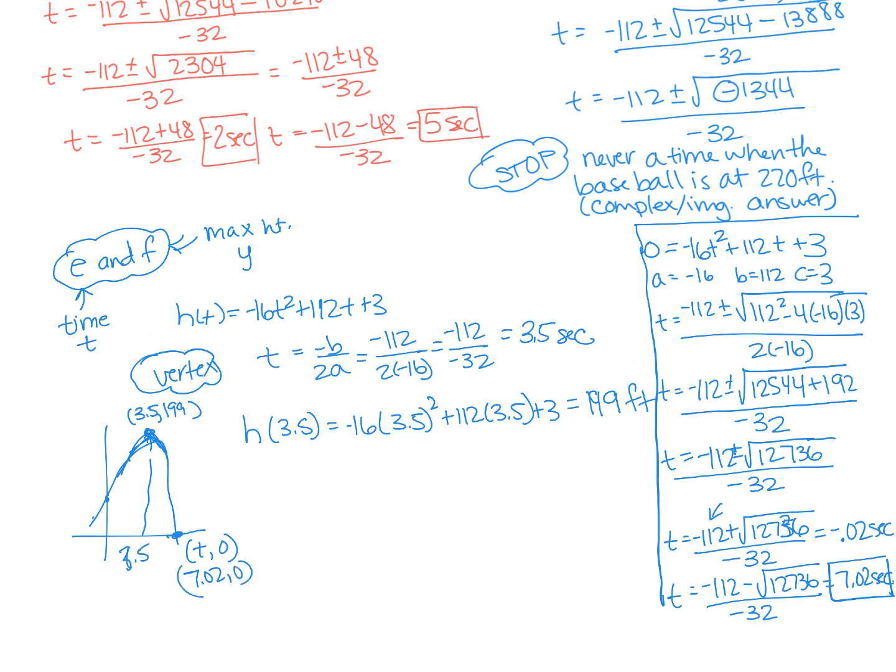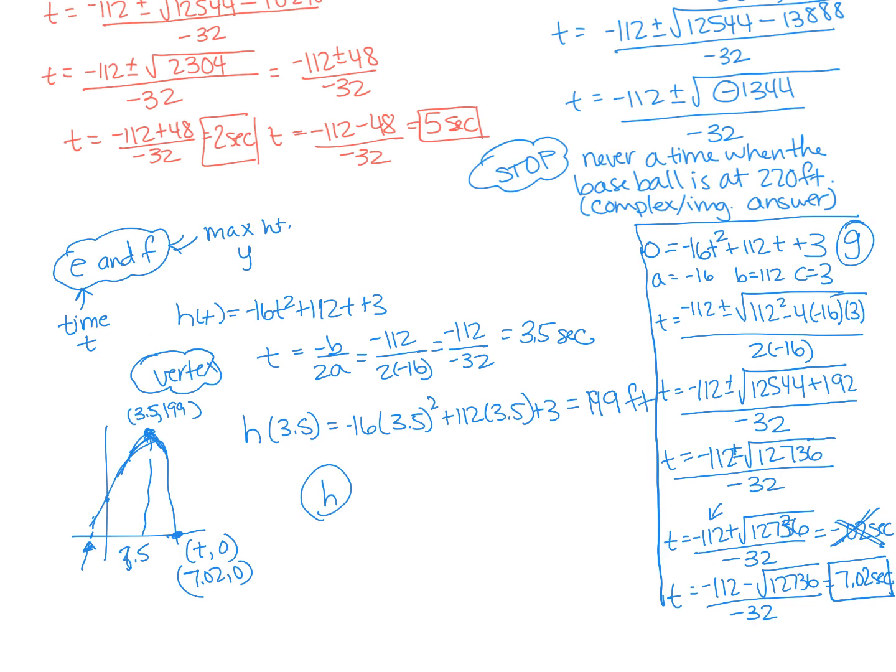Going back over here to the left side, this negative one is this one over here. But this is like going back into time. So in a realistic, real life problem, the negative answer doesn't make any sense, so I cross it out. The very last question, oh, this was G: when will it hit the ground? The very last question, H, wants to know my domain and range.